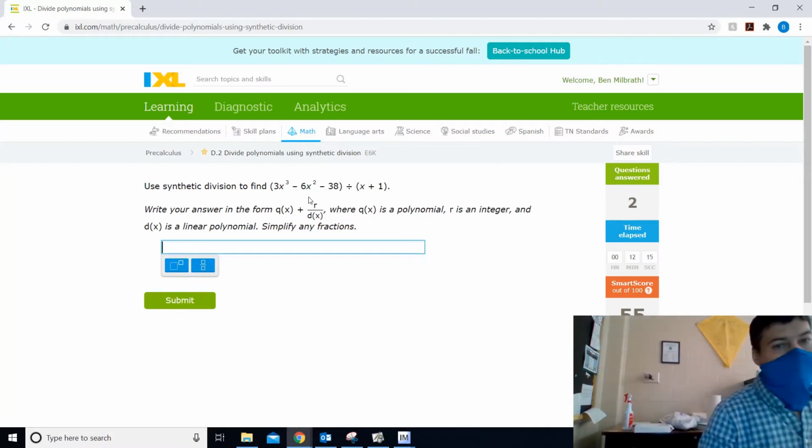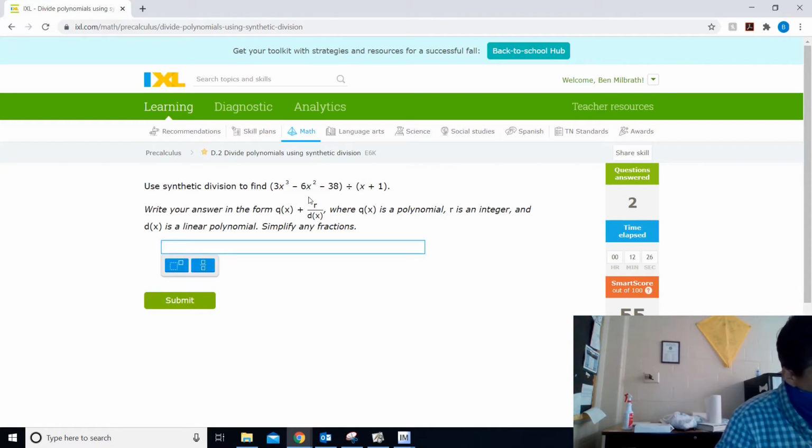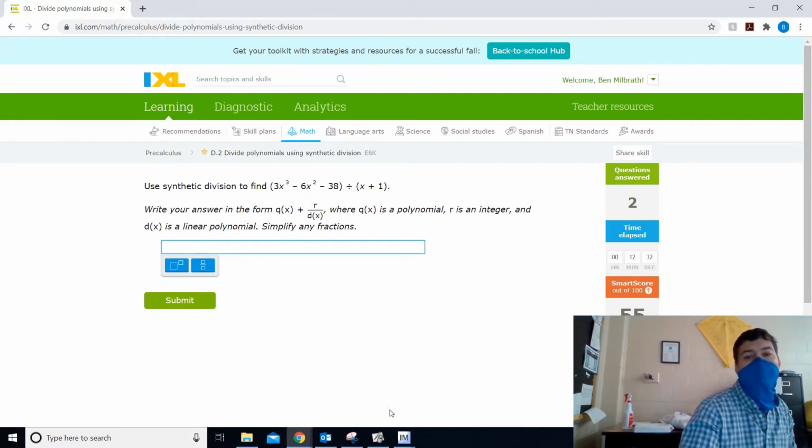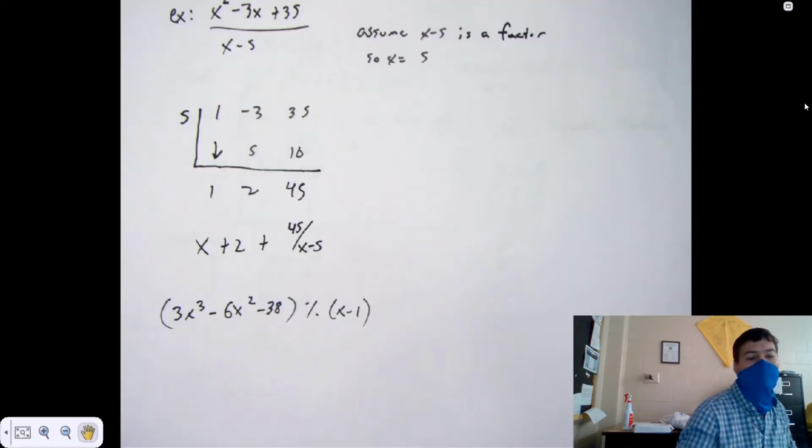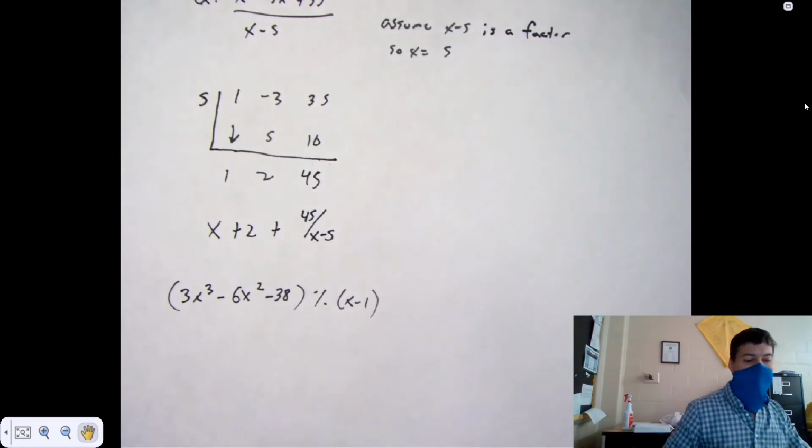Now, this one's a little bit different. I'm going to write it down. You can write it down as well. You can see that. Here, Kelly, you can have the first page of notes.